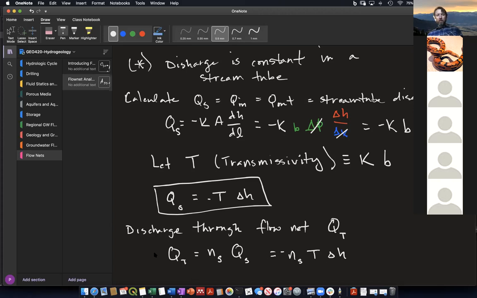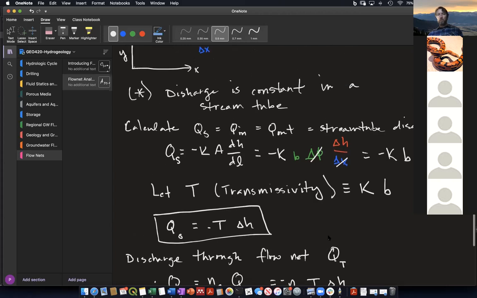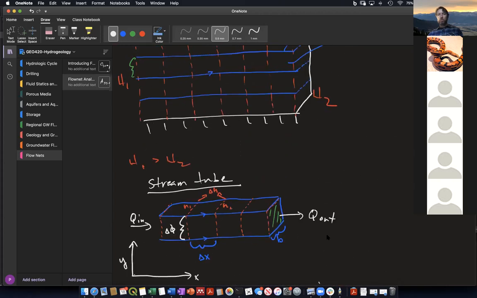Okay, one more slight modification to this equation. This equation works, but it requires that we know the contour interval, which we can always calculate. But sometimes we may not explicitly know the contour interval. And so we can do one more trick here.